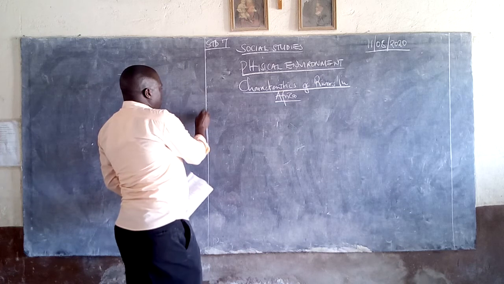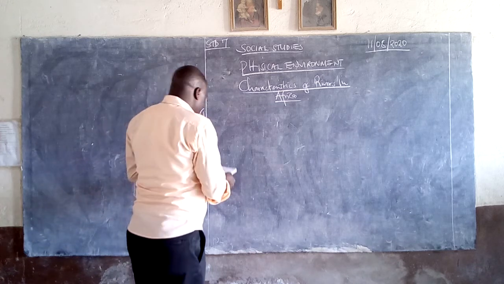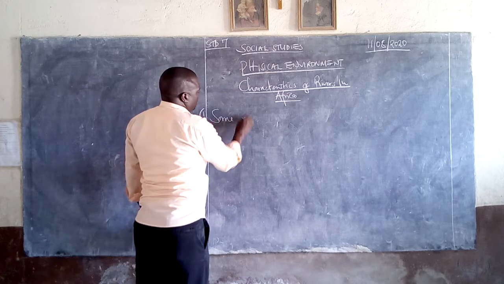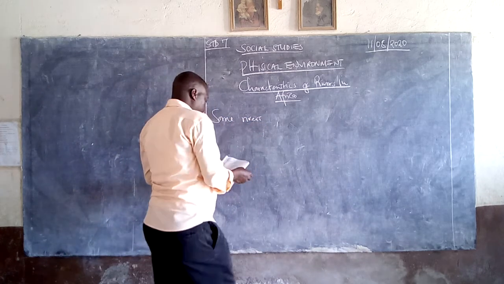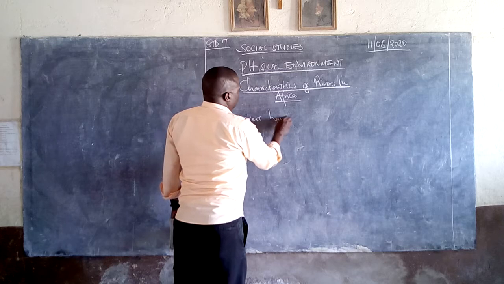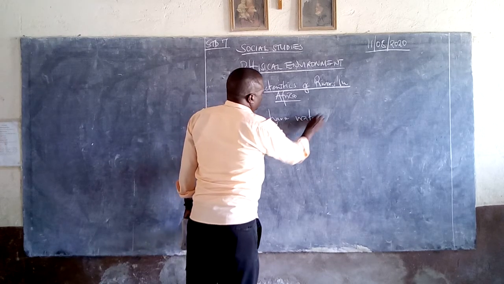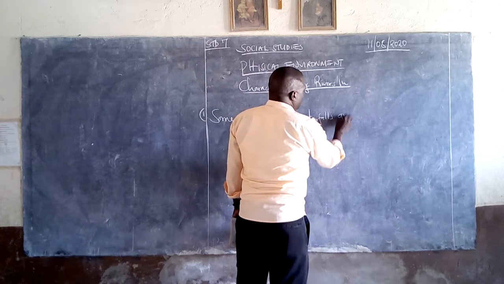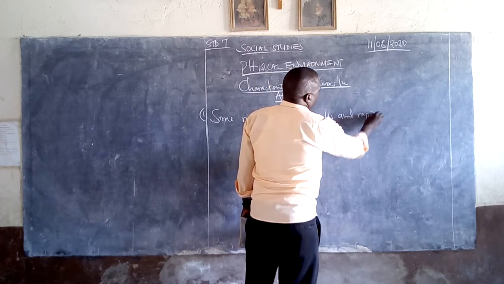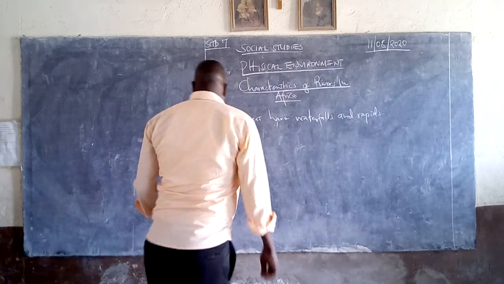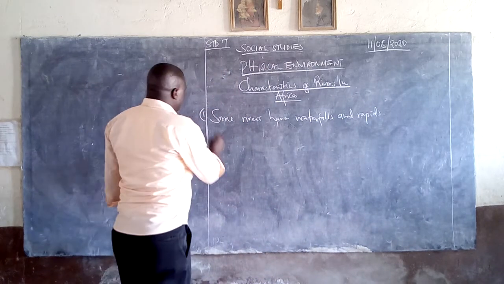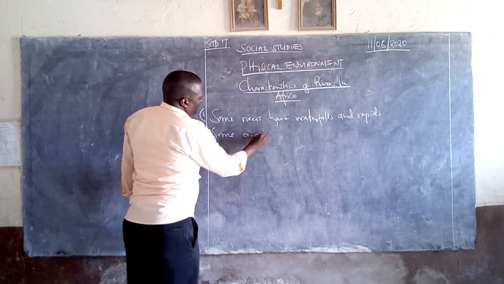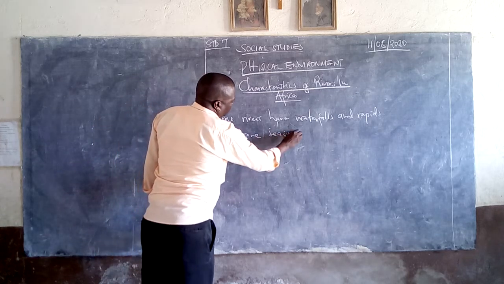So we are saying our number one characteristic is that some rivers have waterfalls and rapids. Another characteristic is that some rivers are seasonal.